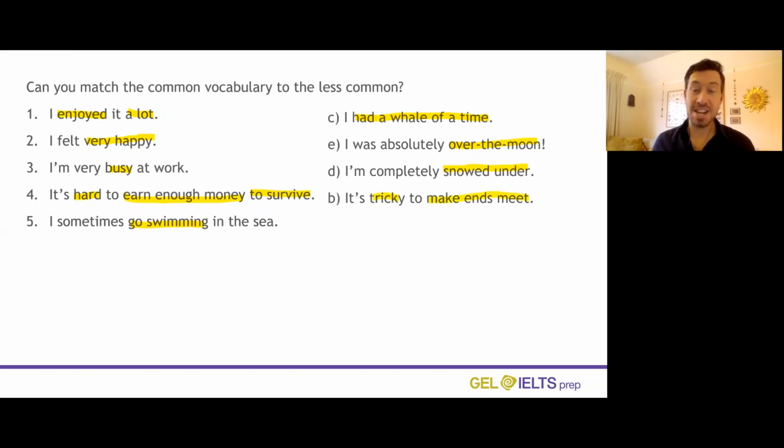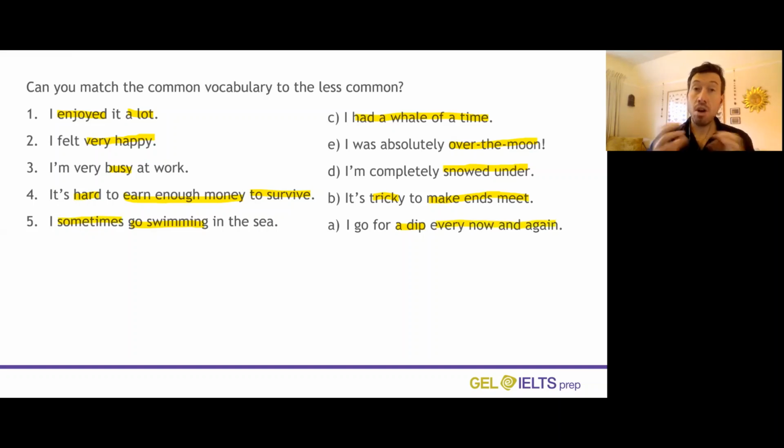Now, this is quite idiomatic vocabulary because ends of what does it mean? So this phrase is a very high level phrase. And if you could use it instead of saying it's hard to earn enough money to survive, you'd get much higher marks in the vocabulary section. I sometimes go swimming in the sea. I go for a dip, okay? Go for a dip means a swim in the sea. And sometimes we've used this phrase every now and again.